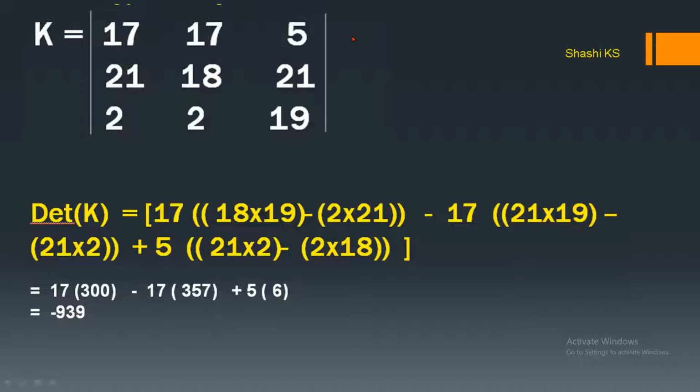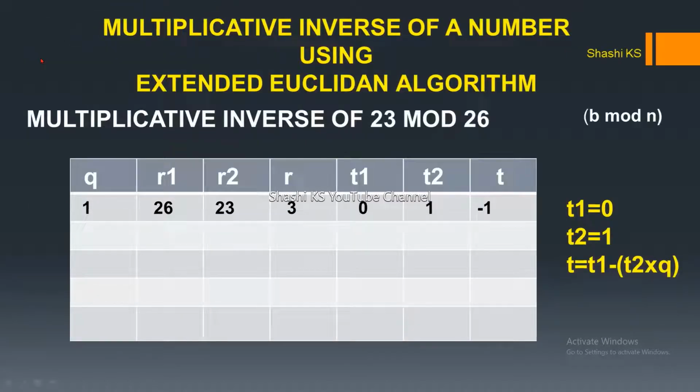Determinant is nothing but a scalar value which is found by using the minors and the top row elements of the matrix. The next thing is how to find the multiplicative inverse of a number using the extended Euclidean algorithm in modular cryptography.